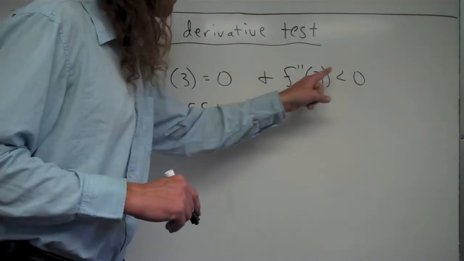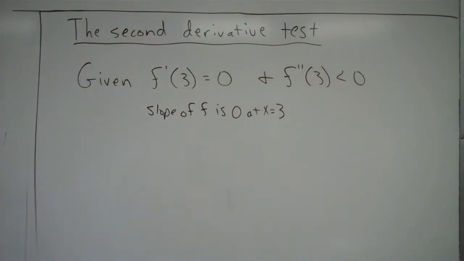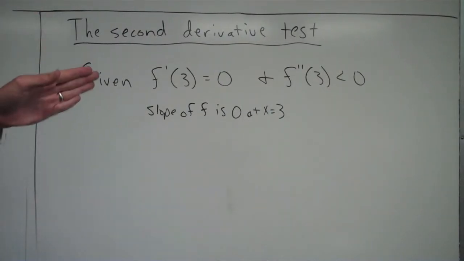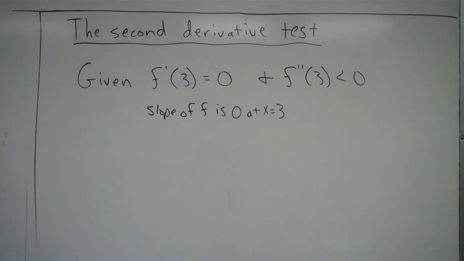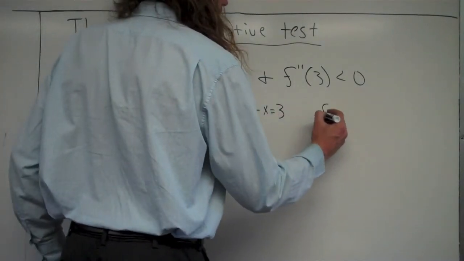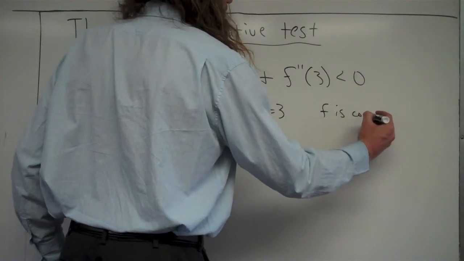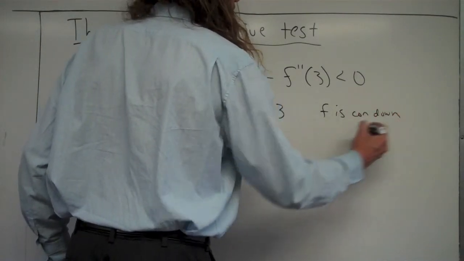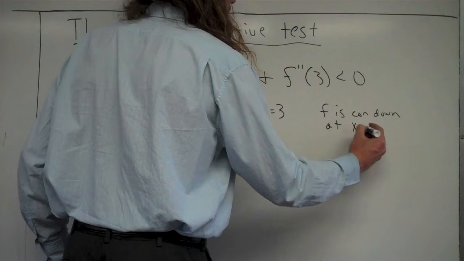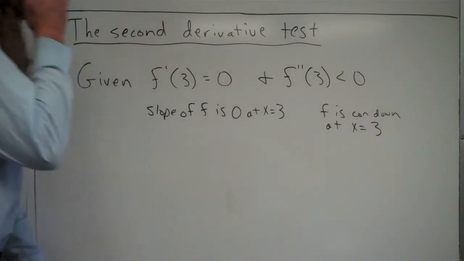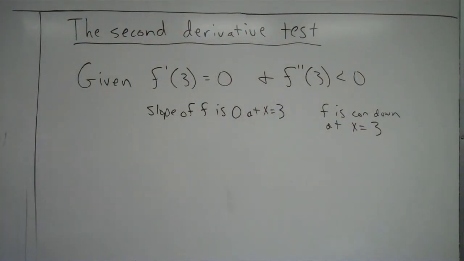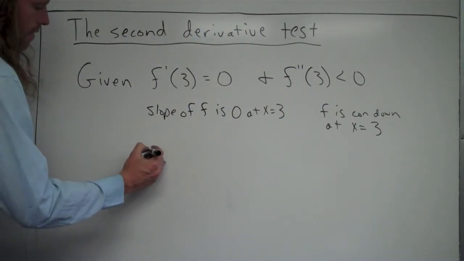F double prime of 3 is less than 0. Well, f double prime tells us about concavity. So if f double prime of 3 is less than 0, that means that f is concave down at x equals 3. So we don't know exactly what the graph looks like, but we know at x equals 3 that the graph is concave down.